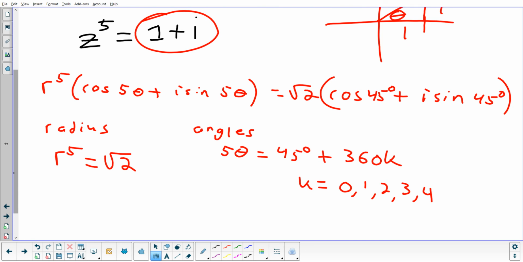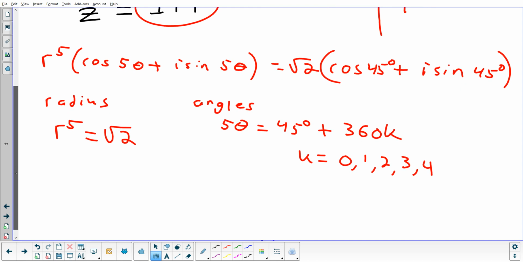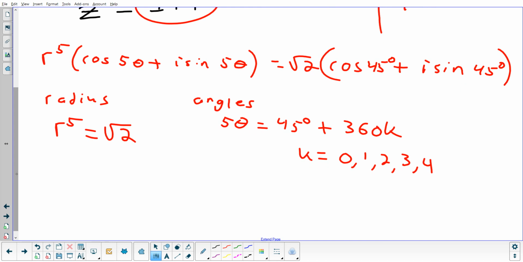Can we divide it by 5 like we divided the last one? Yeah, we're going to divide by 5 now. So let's get theta by itself here, by dividing everything through by 5. What's 45 divided by 5? 9. So 9 degrees plus 360 divided by 5, 72. Okay, so there is your formula for theta.